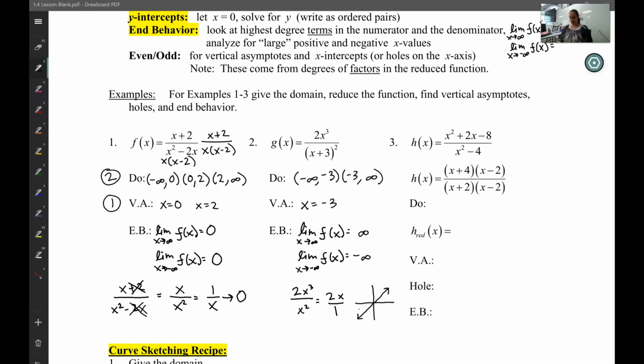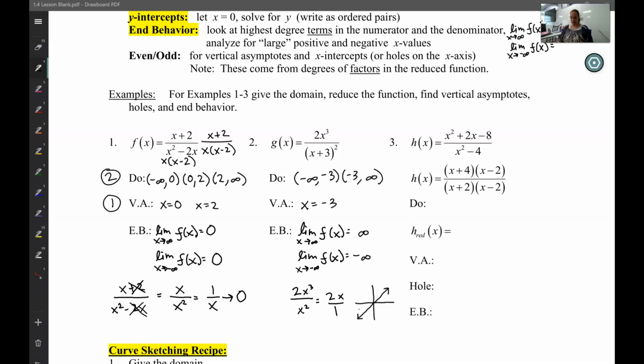Now let's look at the end behavior. For this end behavior, the biggest term on top is 2x cubed. On the bottom, if I were to multiply this out, the biggest term would be x squared. Now I could multiply it out all the way, but I don't care about the rest of them because at infinity they're inconsequential. We only care about the biggest term, which would be an x squared. If I simplify that, I get 2x over 1.